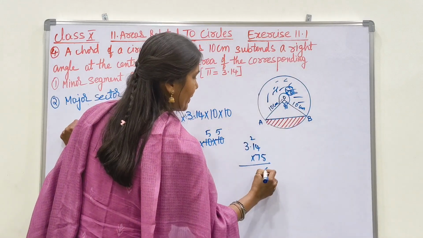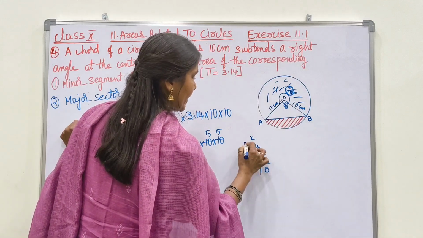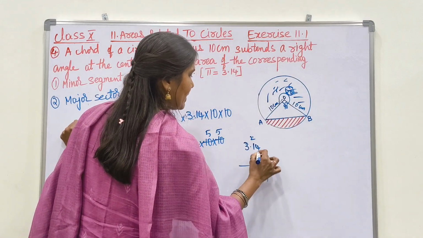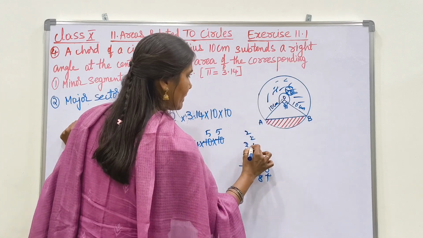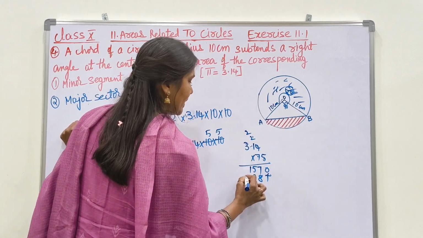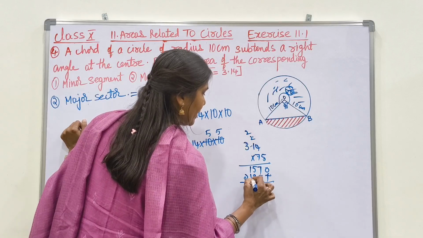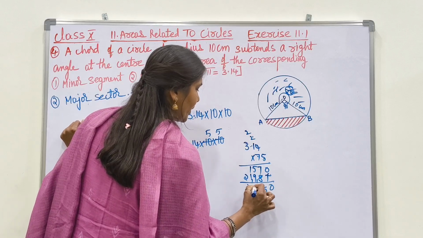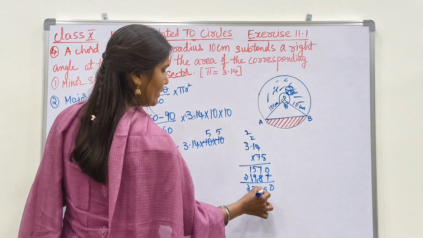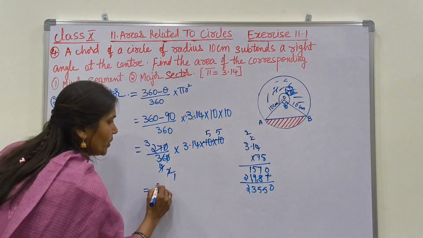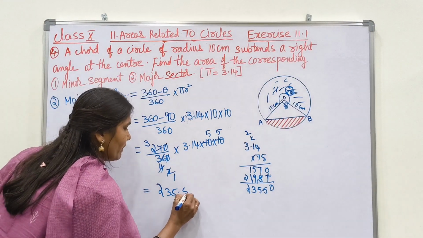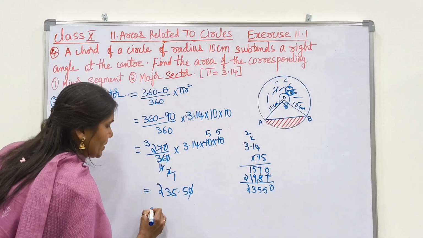Five fours are 20, five ones are 5, 6, 7. Five threes are 15. Next plus 7. Seven fours are 28, seven ones are 7, 8, 9. Seven threes are 21. Okay, how many digits after the point? Two digits after the point. So 235.50. The last 0 means no value.